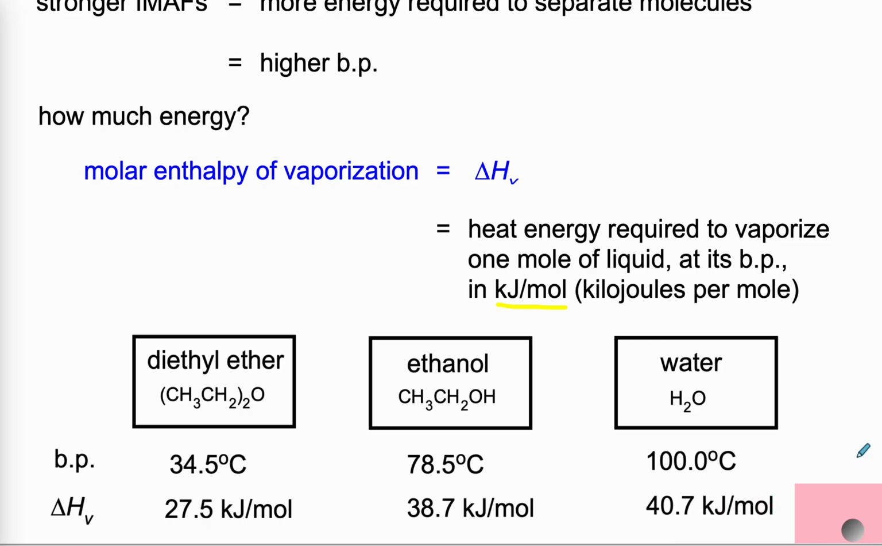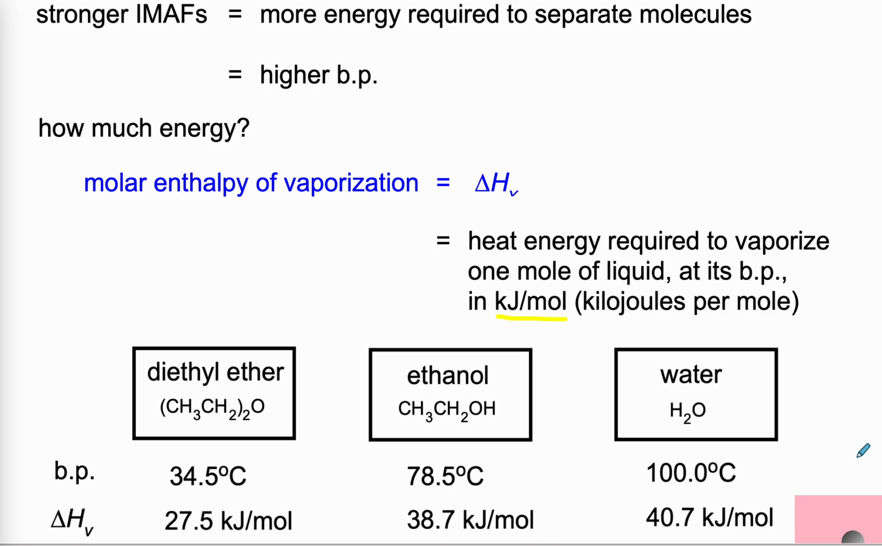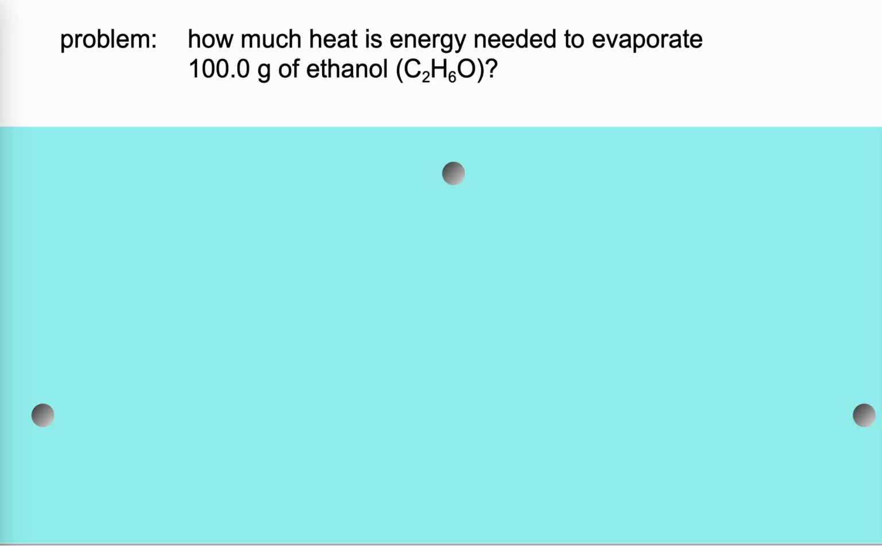So we see a general trend here. As the intermolecular attractive forces between the molecules in the liquid phase increase, the amount of energy required to separate the molecules, as measured by the molar enthalpy of vaporization, increases, and as a result, the temperature required to evaporate it increases as well. Now, we can use molar enthalpy of vaporization as a conversion factor for a kind of interesting quantitative problem.